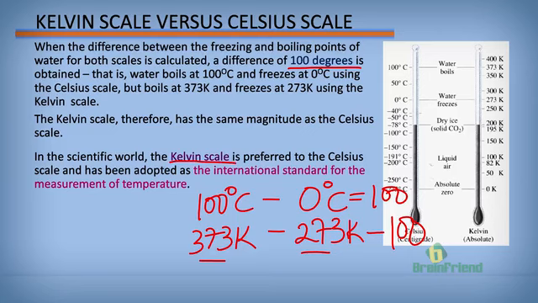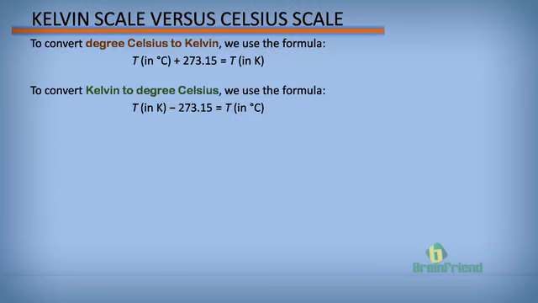Therefore, it has been adopted as the international standard for the measurement of temperature. So, let's say you're given a calculation and you are told to convert a Celsius scale to a Kelvin scale, or to convert from Kelvin to Celsius scale. How do you do that? It's simple. To convert degrees Celsius to Kelvin, we use this formula. Whatever was given to us in degrees Celsius, we add 273.15 to it, and we'll get our answer in Kelvin.